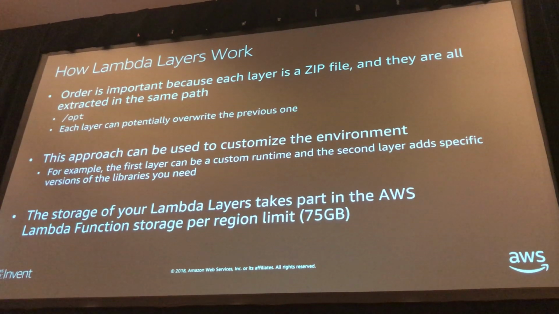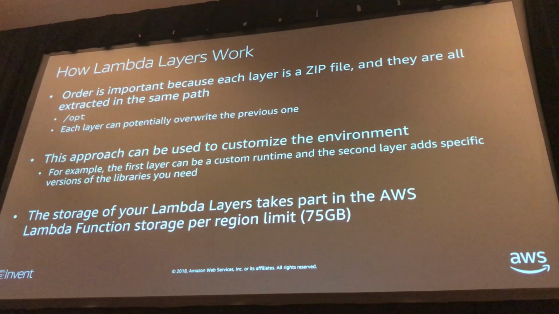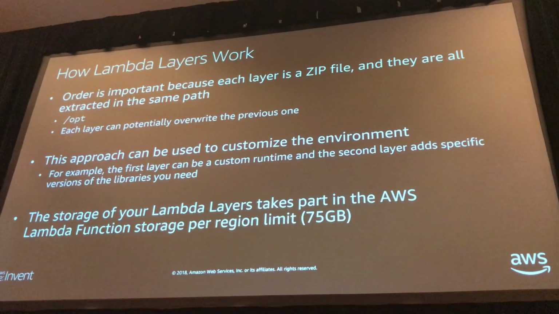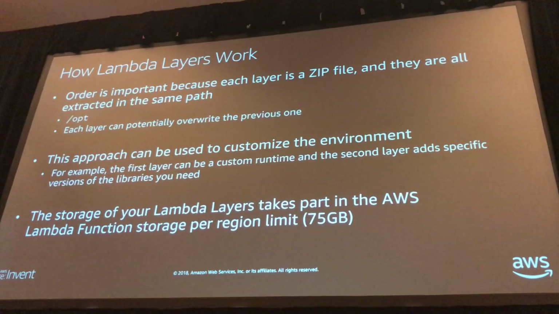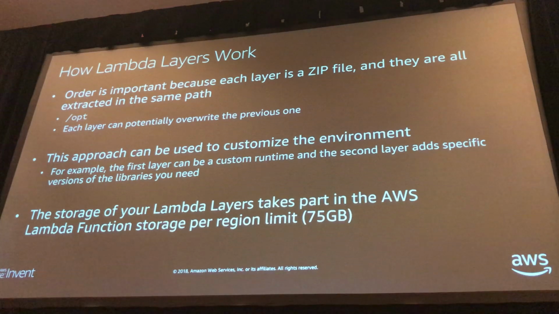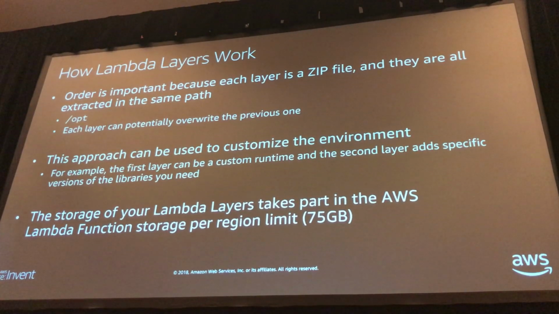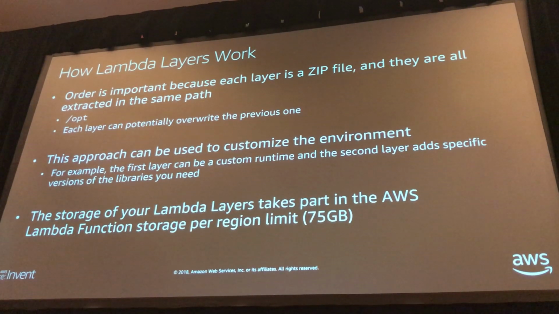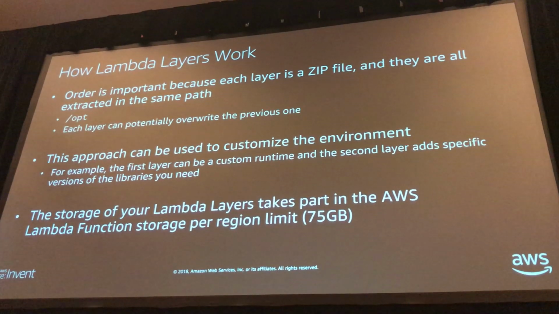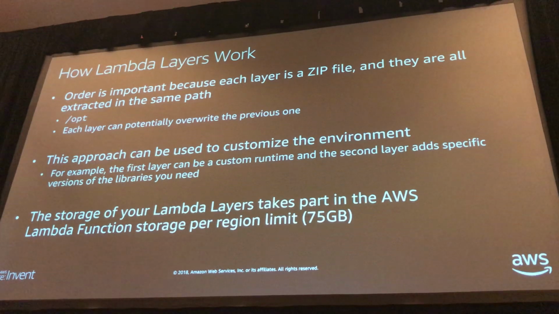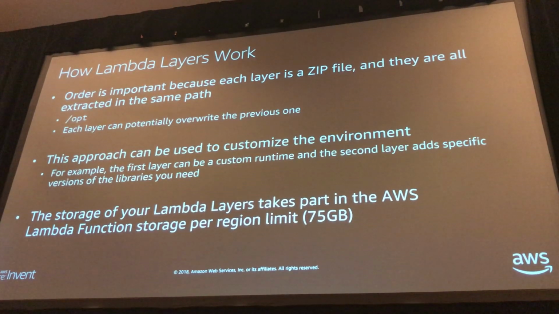When you configure those up to 5 layers, this is not a set, it's an ordered list, because order is important. When we create the environment, we will unzip the layers, each layer is a zip file, under /opt, and we will use the order that you provide. So each layer can potentially override the previous layer. It can make sense sometimes, but order is important. And you will see that you can choose the order.